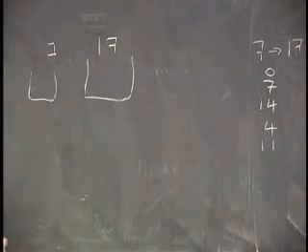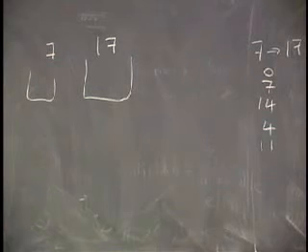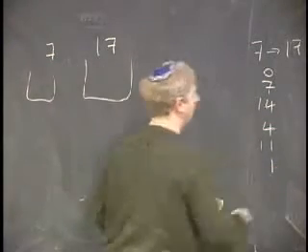What's next? It goes up to 18, right? So there's 1 left over. There's a fast way to calculate this.